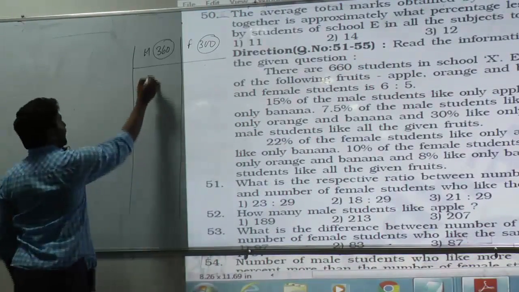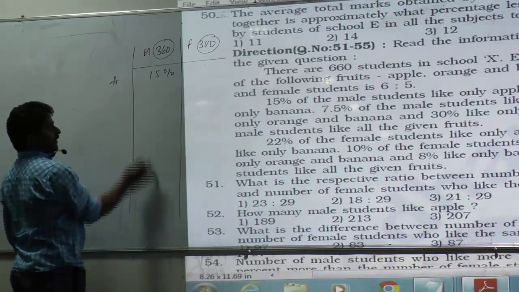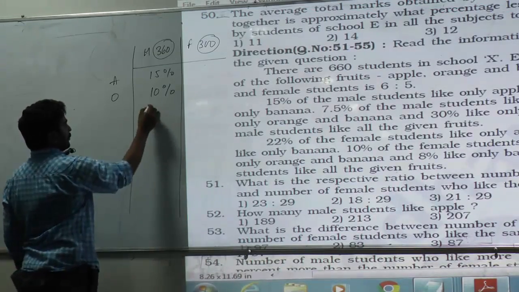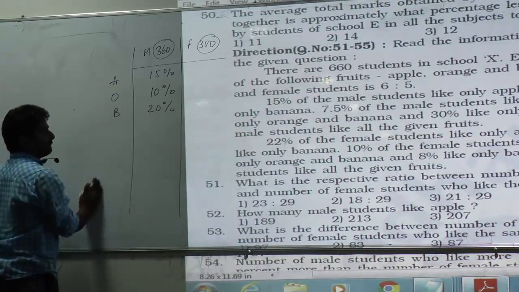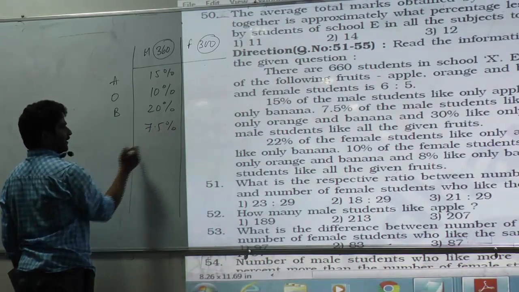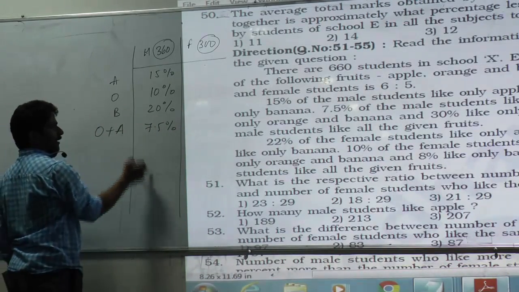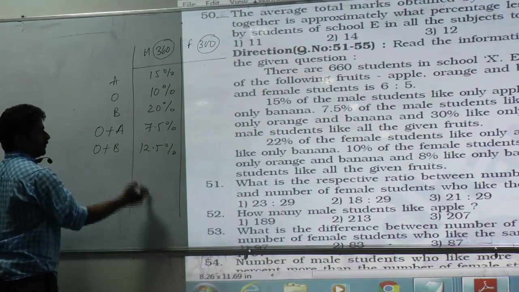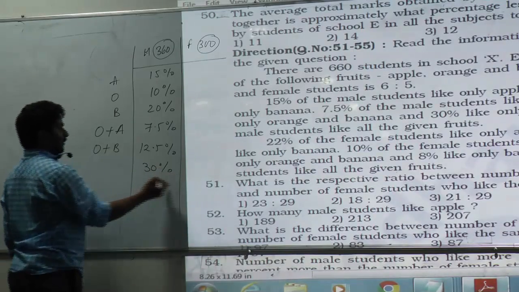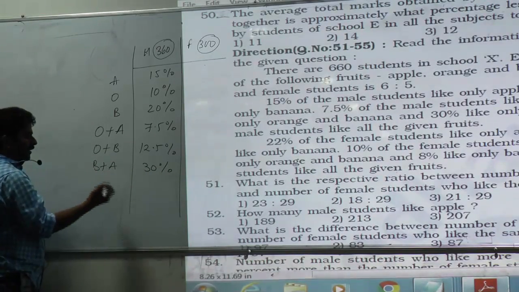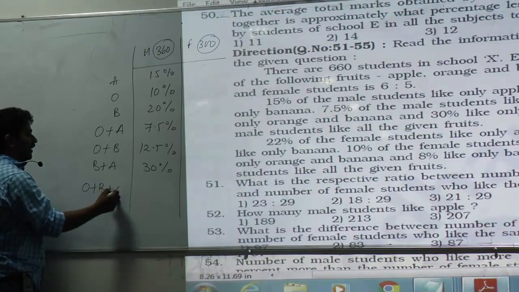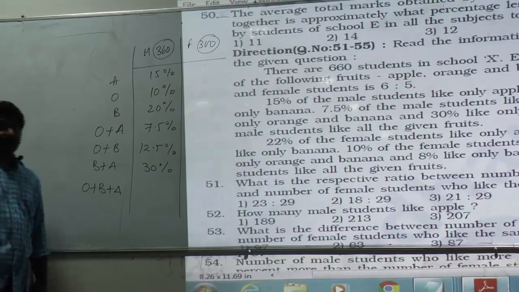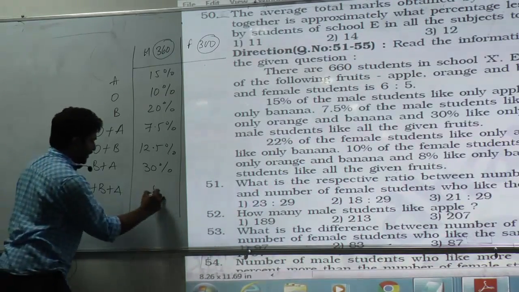Among male, 15% like only apple. Next, 10% like only orange. 20% like only banana. 7.5% like orange and apple. 12.5% like orange and banana. 30% like banana and apple. Remaining like orange, banana and apple. What is the remaining? Let's add everything. You get 95%. Remaining is 5%.